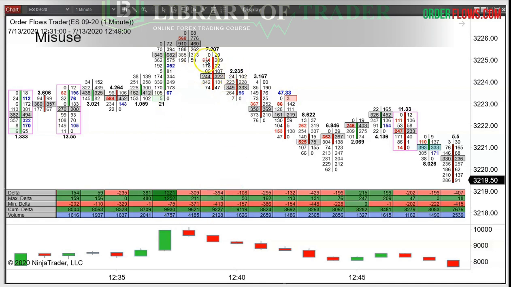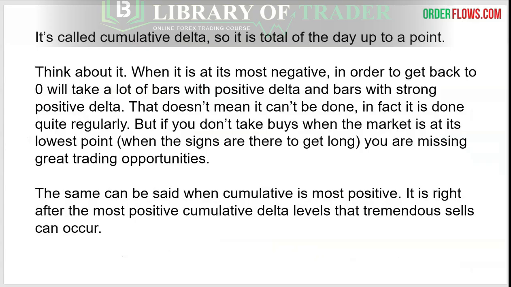Okay, so again, if you're taking this stance, well, I can't take any shorts because cumulative delta is its strongest, you're missing out on a potentially great trading opportunity. So cumulative delta is called cumulative delta because it's the total of the delta up to that point in the trading day.